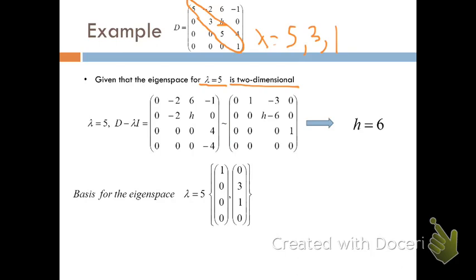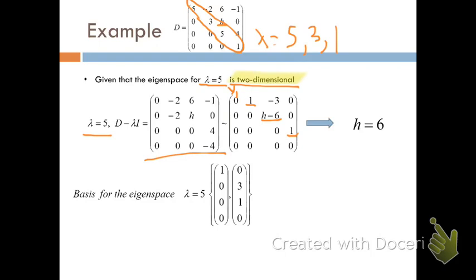So when lambda is equal to 5, if we do D minus lambda I, we get this matrix here. And so, row reducing, you don't have to put it in reduced row echelon, but at least row echelon, and I've put it in reduced row echelon. I see I have a pivot here, a pivot here, and a pivot here. So I already see that x1 is a free variable. But since we say that it is two-dimensional, that means that I have to have an additional free variable.